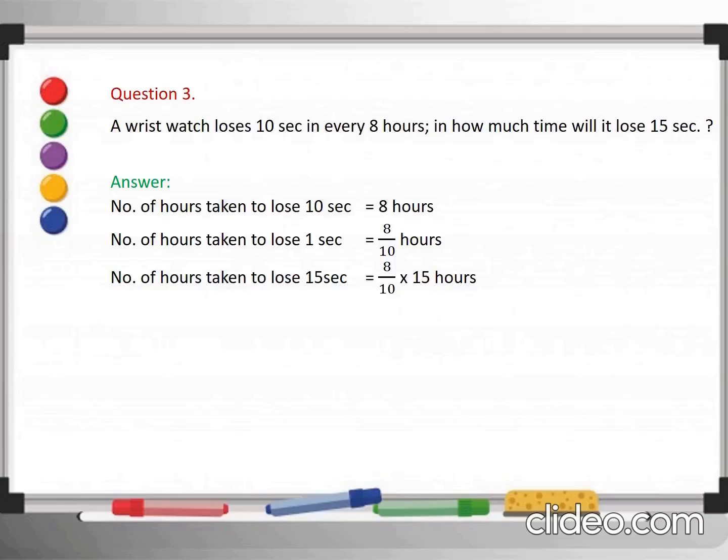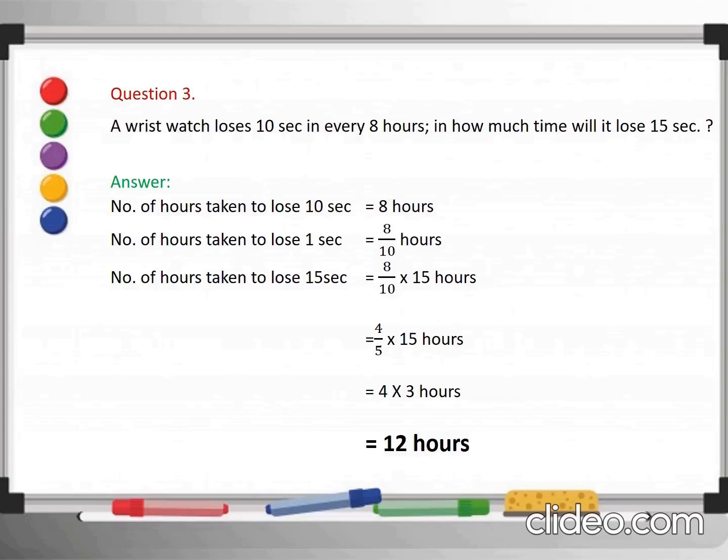So 2 4s are 8, 2 5s are 10. So 4 upon 5 into 15 hours. Further we can divide it by 5 table. So 5 ones are 5, 5 threes are 15, which equals 4 into 3. 4 into 3 is how much? 12. So number of hours taken to lose 15 seconds equals 12 hours.